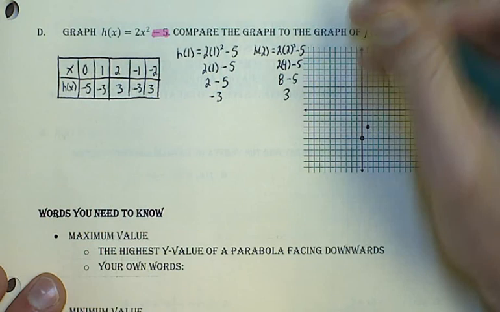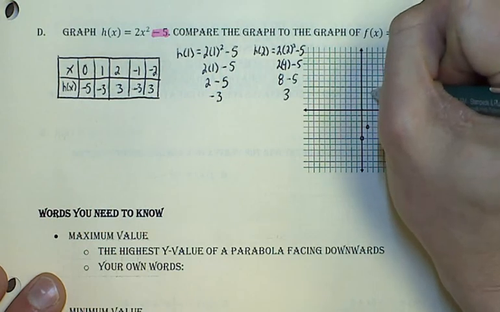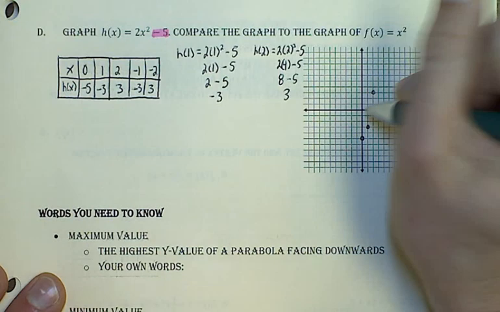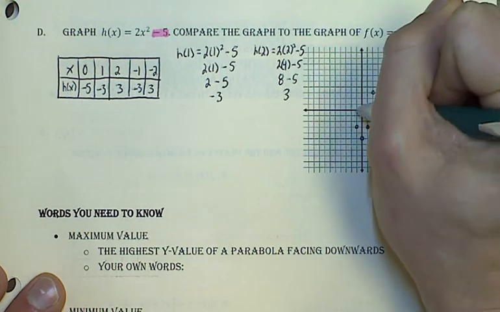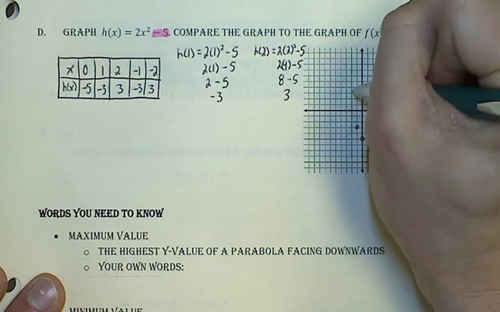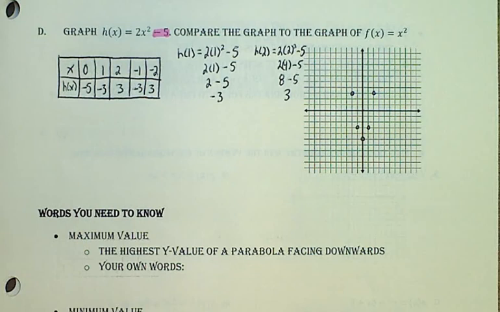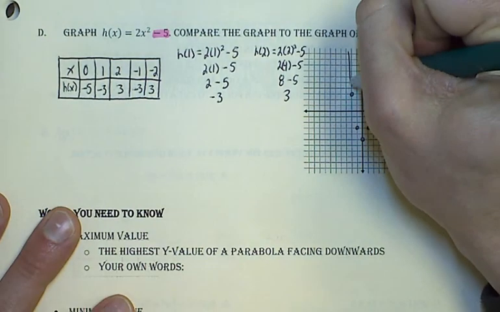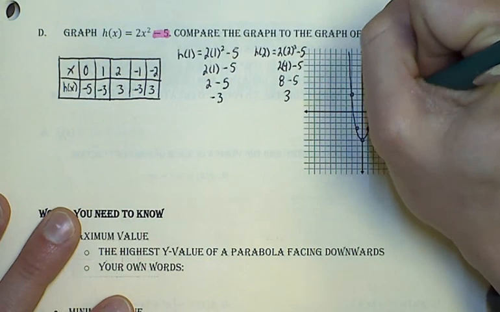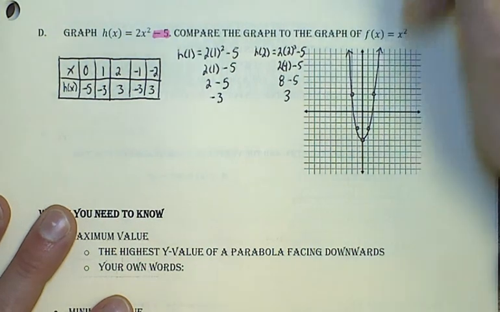And then my mirror image side. So left 1, down 3. And left 2 and up 3. So there we go. There's my function. So now I need to go in and I need to draw my smooth curves. Create my nice parabola. That might be my best one yet. I'll let you guys be the judge of that. So that is my h of x. And again, I'm going to highlight it just to make it obvious.